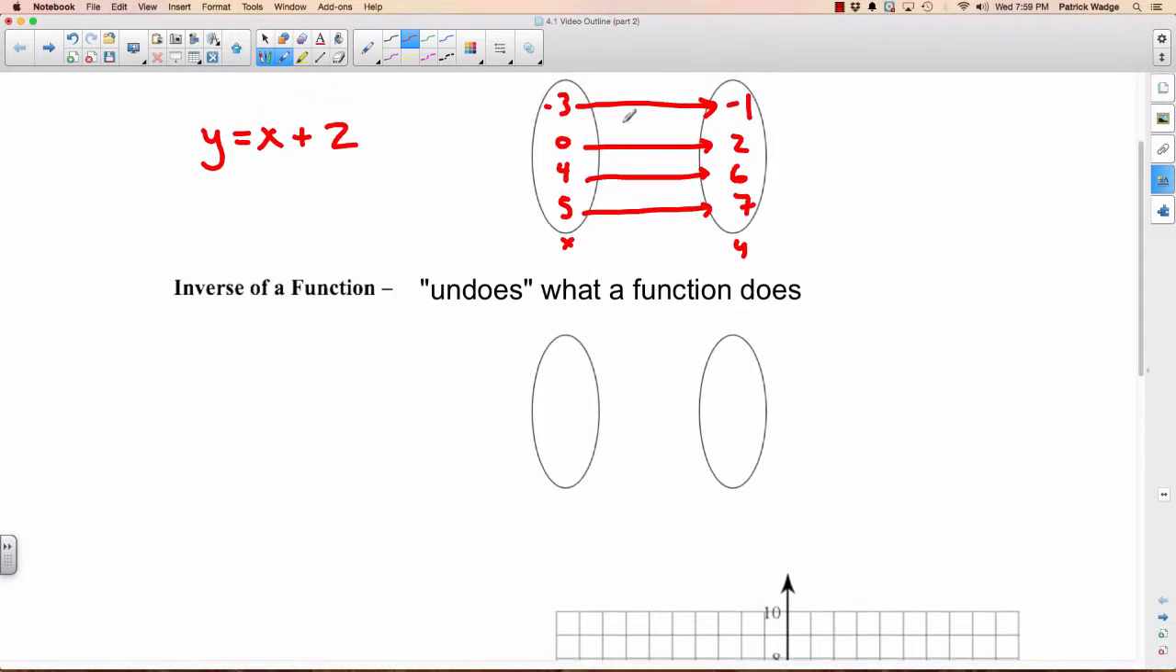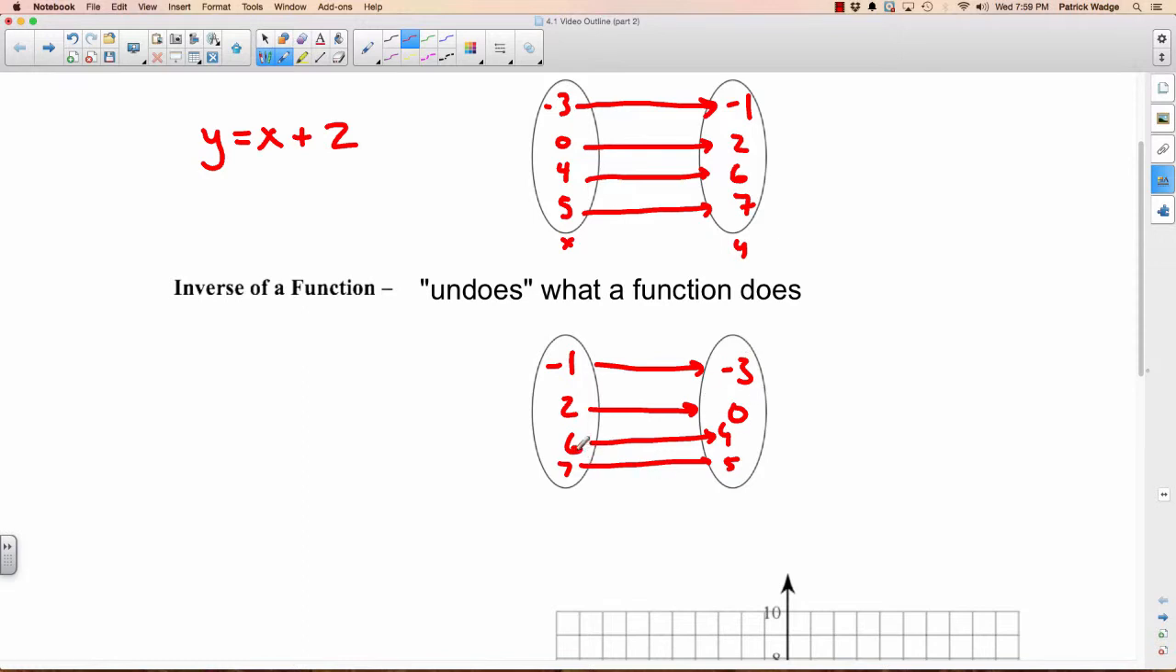So if you started with -1, what would the inverse function do? It would get you back to where you started. It would get you back to -3. If you started with 2, it would get you back to 0. If you started with 6, it would get you back to 4. If you started with 7, it would get you back to 5. Okay? It doesn't mean I just moved the range over here into the domain. I'm talking about if this was the domain and you put it into the inverse, it would give you these ones as the range.